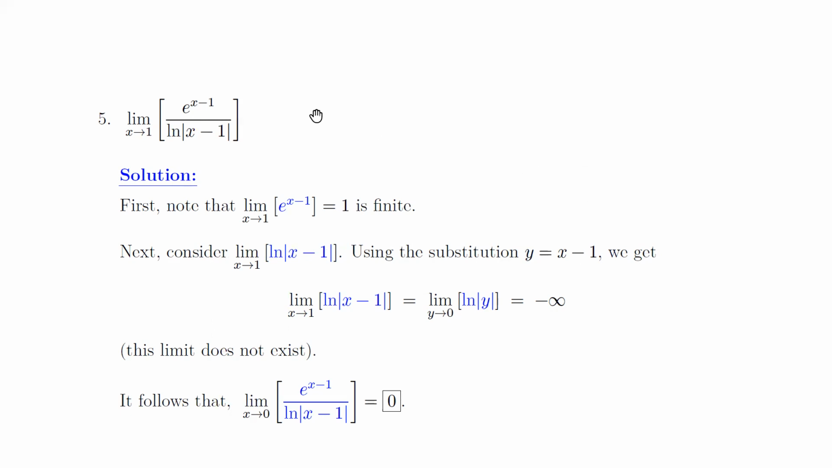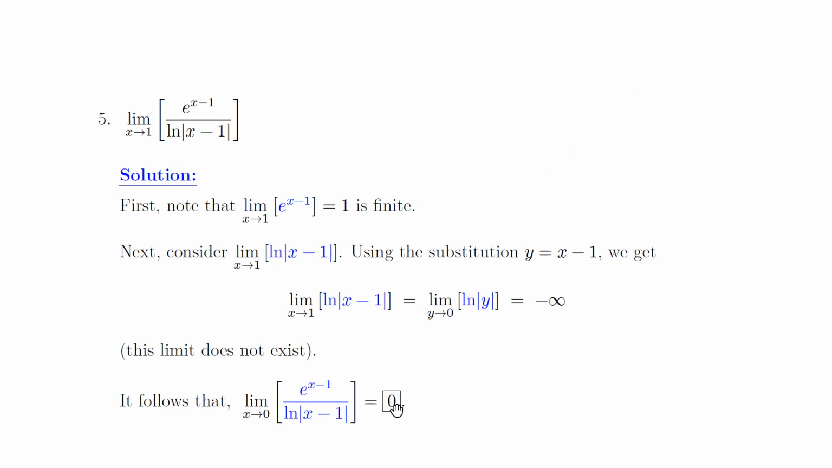Now, one thing to note is whenever you have a finite number divided by something that is infinite, whether it's positive or negative, that is always going to go to zero. Because you have something that is fixed, something that is finite, divided by something that is immeasurably big. And that always tends to zero. So our answer is zero.